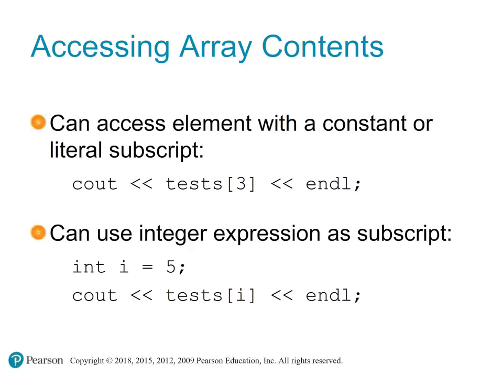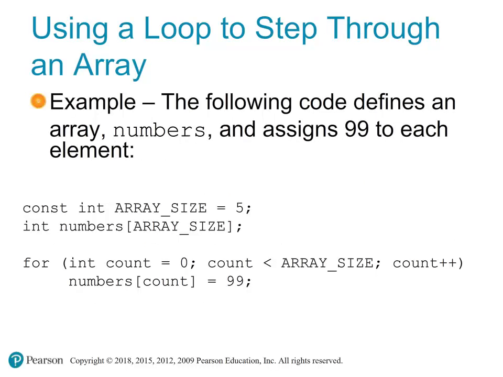Note that the expression used for the subscript must evaluate to an integer. Floating point numbers, strings, and other non-integer types are not valid subscripts. So far, we have seen how to manually assign and access individual elements in an array. Let's look at a more dynamic way to initialize array elements using a loop.